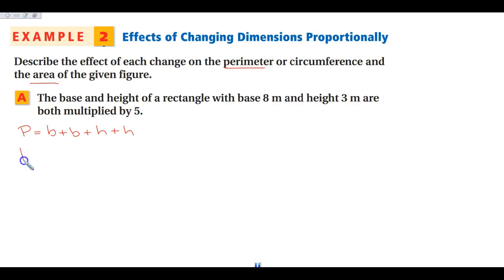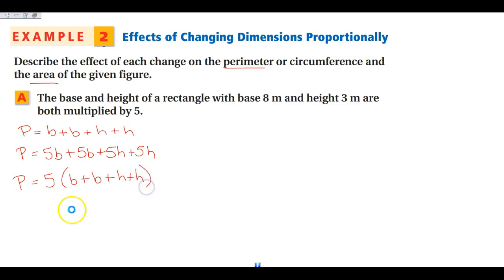All right? So now, if I multiply my base and my height by 5, that's going to be 5b plus 5b plus 5h plus 5h. So now I can factor out a 5 and get 5 times my base plus my base plus my height plus my height. So my perimeter is multiplied by 5.